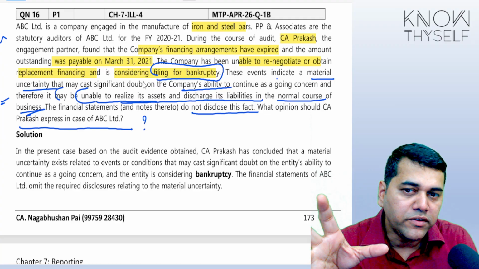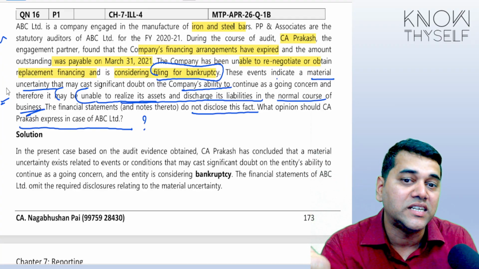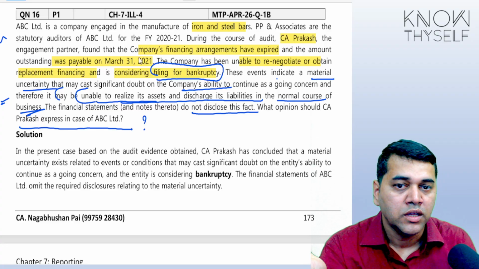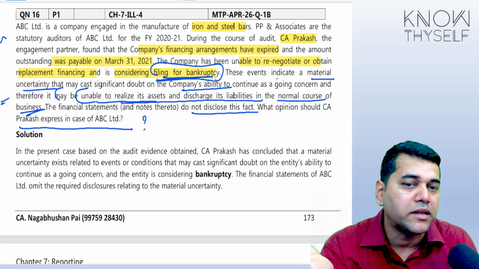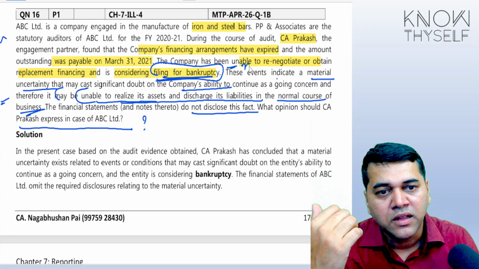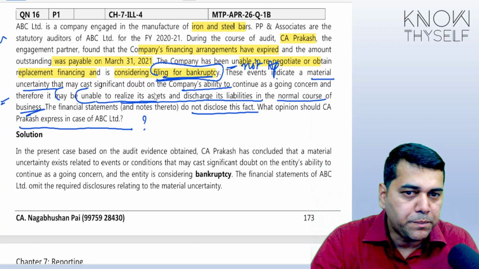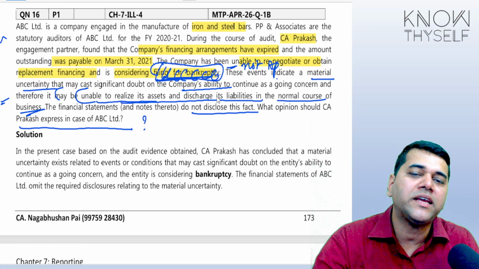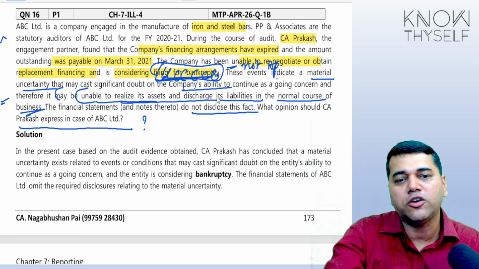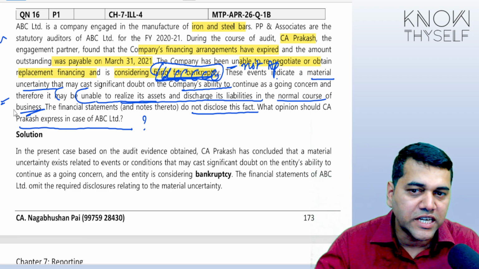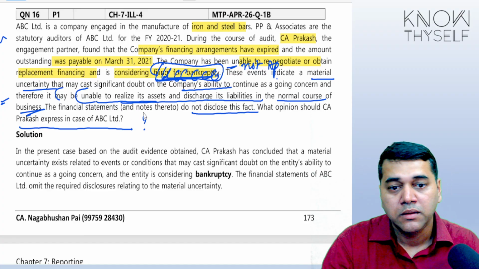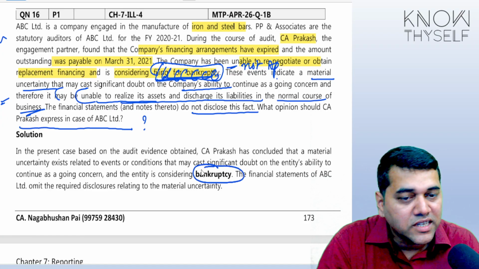Because previously there was only material uncertainty. Followed? Here they are considering filing for bankruptcy. That means going concern may not be appropriate; you cannot make an assumption like that. If you see the previous case, this was missing. Only the bank financing was not there. They did not make the disclosure. So material uncertainty was there, but it was not disclosed. But here, bankruptcy is the keyword, friends.